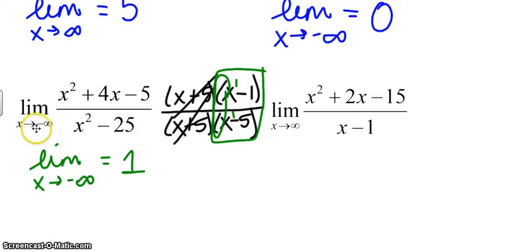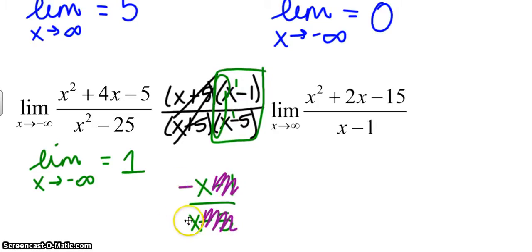Again, think about plugging in really big negative numbers. So here I'm at x minus 1 over x minus 5. A really big negative number, so negative a billion minus 1 over negative a billion minus 5. By the time you're out at a negative a billion, these numbers are not going to matter as much, and we've got a really big negative over another really big negative, which results in a positive 1.